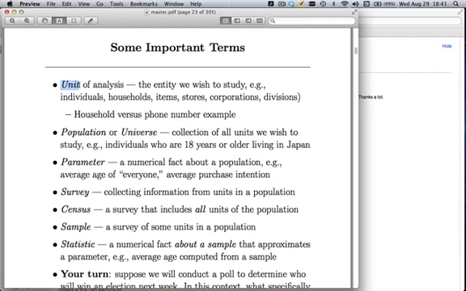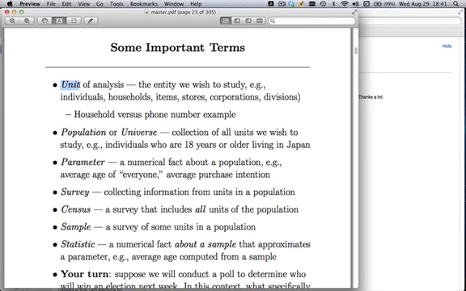Sometimes I want to know whether an in-store promotion works in various stores. So what I might do is an experiment where certain stores have the in-store display, others don't. In that case, my unit of analysis is going to be the store.